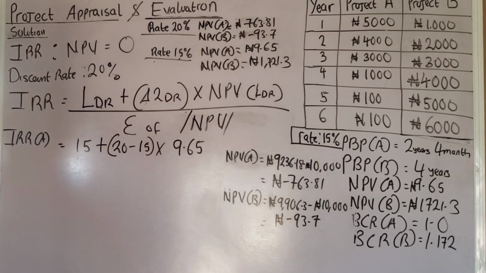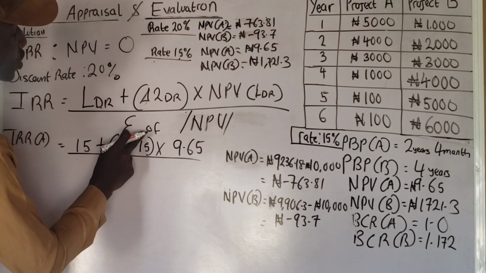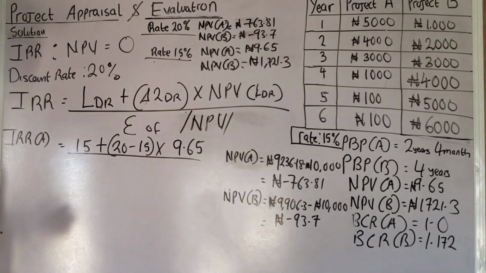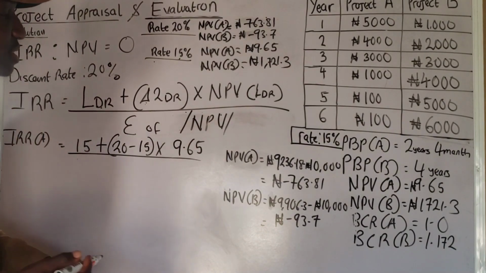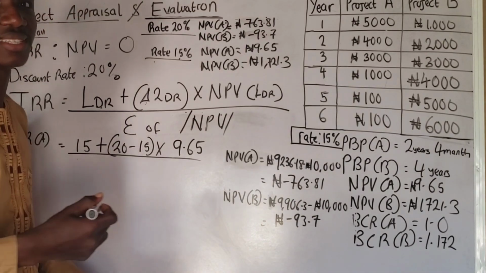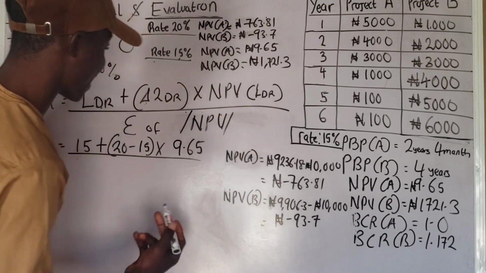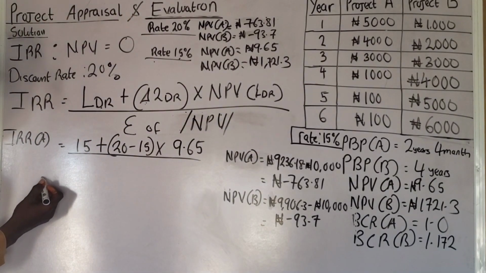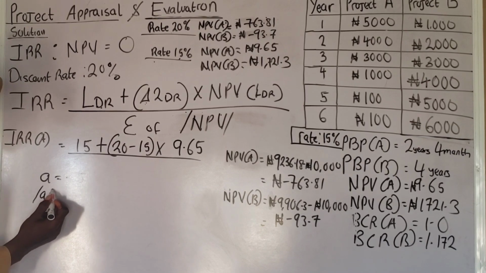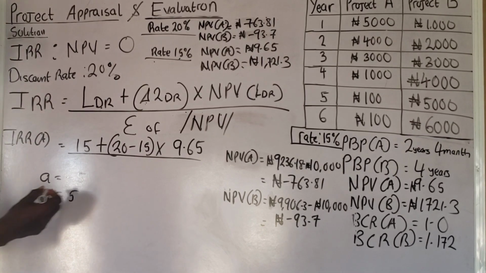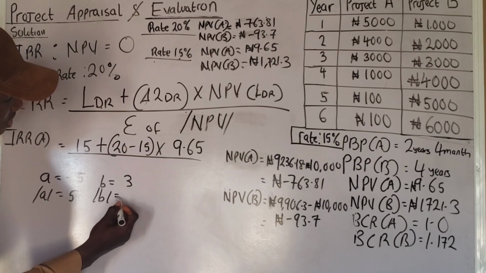Now, for this, I'm going to have all over the sum of the absolute value of NPV. Now pay attention. When we talk about absolute value, it means neglecting the signs. For example, let's say A equals -5. The absolute value of A is what? 5. You understand? B equals 3. The absolute value of B is what? Also the same thing, 3.